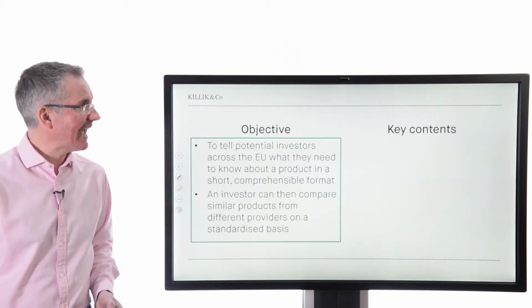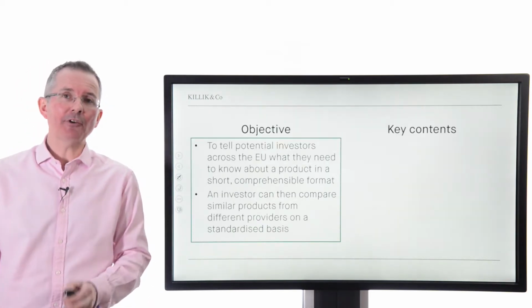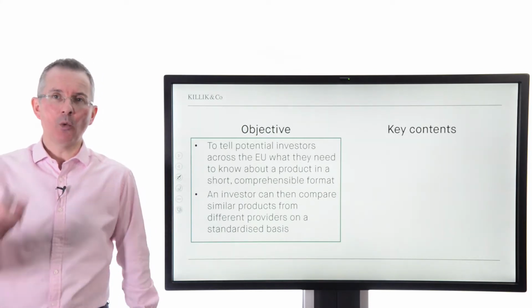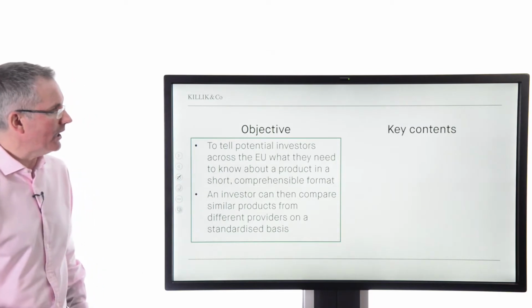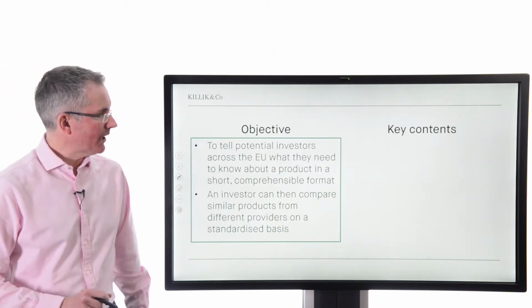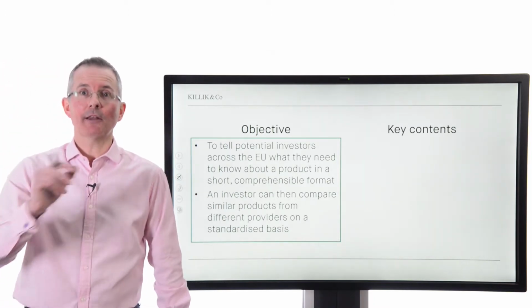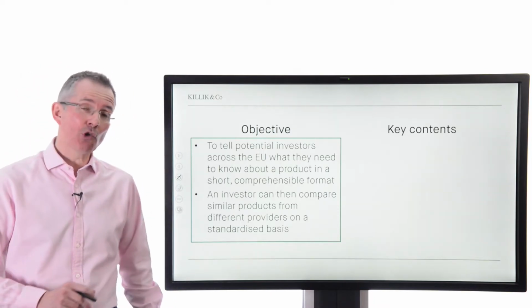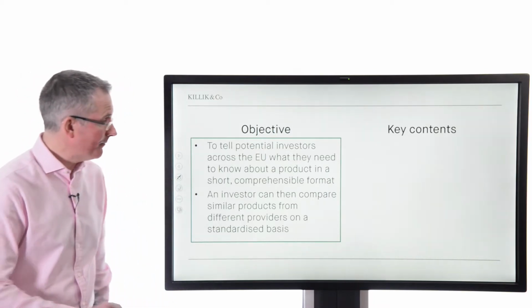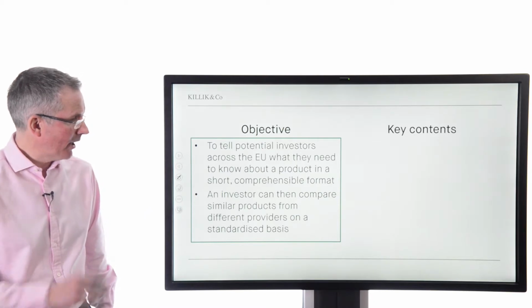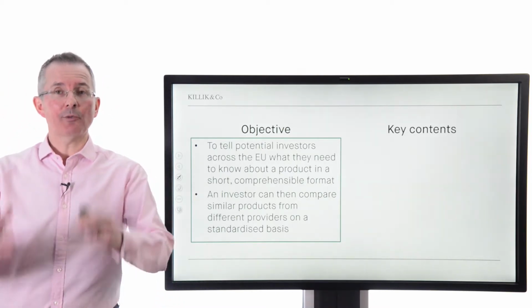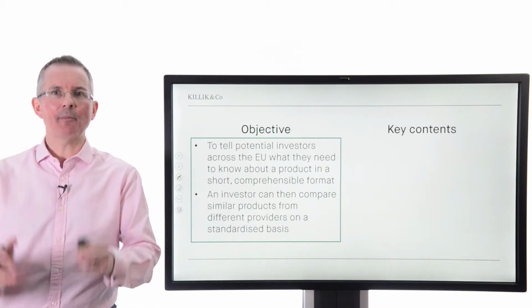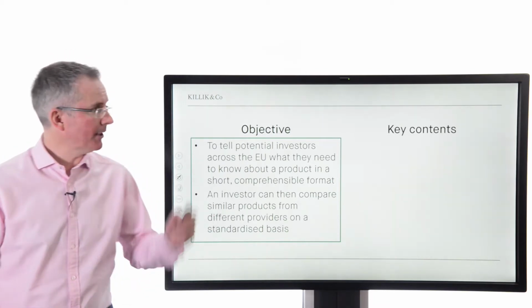Now, you may not physically be handed one, you may see this online, but every time you buy a fund or think about buying a fund, one of these things should be presented to you first. So it tells potential investors across the EU what they need to know about a product in a short, comprehensible format. Great, nothing wrong with that. And it is quite a nice short document, actually, as regulatory documents go. An investor can then compare similar products from different providers on a standardised basis. Again, what's wrong with that?